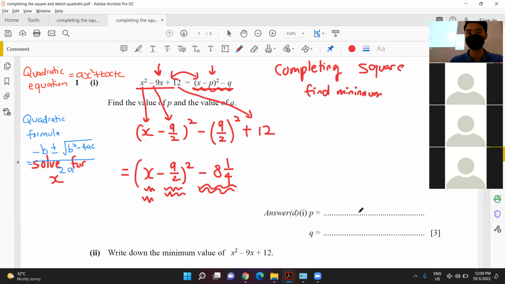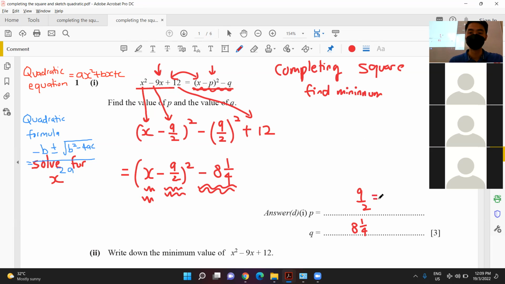So for this question, the p value is going to be 9 over 2, and the q value is going to be 8 and 1 over 4. Then what about the negative? Does it matter? Because there is a negative here, and then negative here, negative here, then negative here. So just ignore that already because they are equal already.